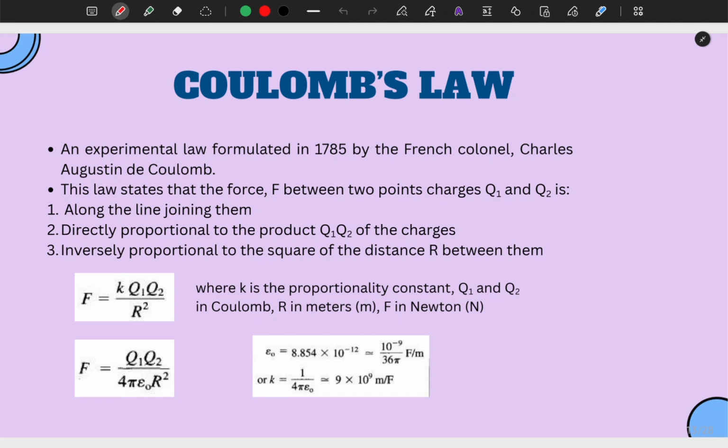This law states that the force between 2 point charges Q1 and Q2 is along the line joining them, directly proportional to the product Q1, Q2 of the charges, and inversely proportional to the square of the distance r between them. This is the equation for Coulomb's law, where K is the proportionality constant, Q1 and Q2 are the charges in Coulomb, R is radius in meter, and F is force in Newton.